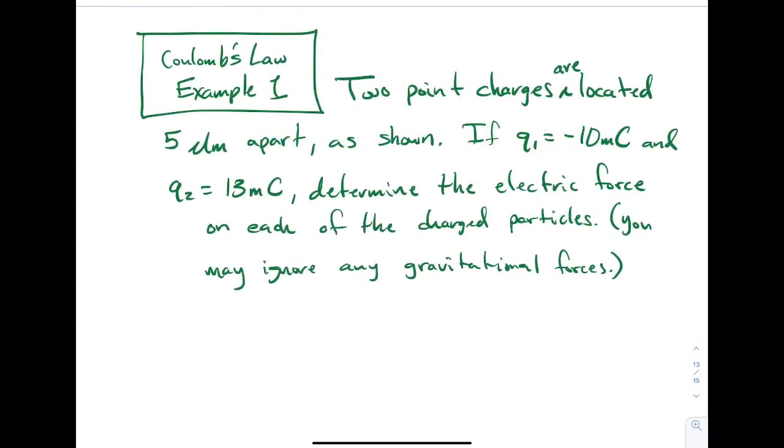So this is our first example of using Coulomb's law. In this example, we have 2 point charges that are located 5 micrometers apart. If you don't remember, micro is 10 to the negative 6. If the first charge is negative 10 millicoulombs and the second charge is 13 millicoulombs, so innately that's positive because it doesn't have a negative sign, determine the electric force on each of the charged particles. So we're going to be looking for 2 vector answers because force is a vector.